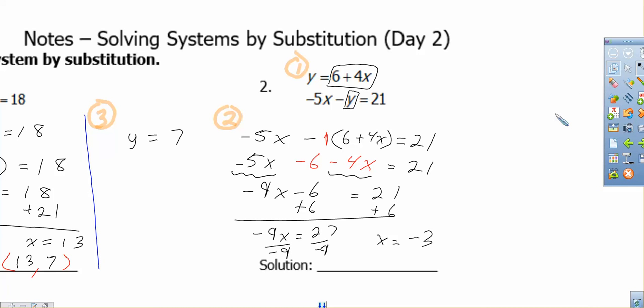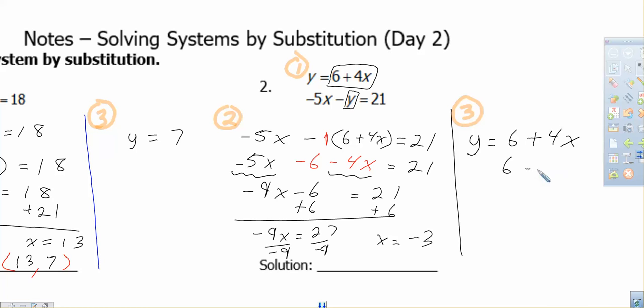All right, now we can take that answer and plug it in for step 3. We take our equation, y equals 6 plus 4x. Replacing x with negative 3, 4 times negative 3, we get that y equals, that's negative 12, so we have negative 6, which tells us that our answer is the ordered pair, negative 3, comma, negative 6.